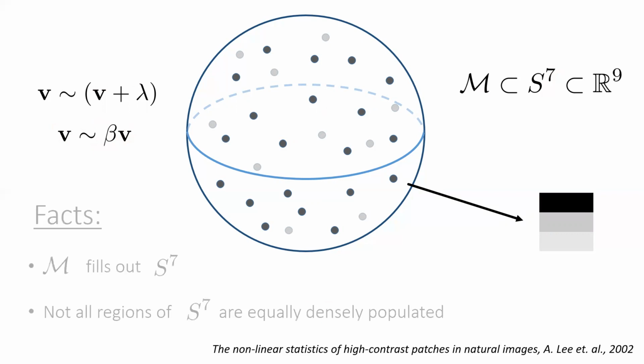And there are 2 facts that are important here. It turns out that the data set that is generated in this fashion, the patches, fills out the 7-sphere completely. But not all the regions in the 7-sphere are equally densely populated. So one question is then, what is the shape? What are the properties of the regions in the sphere that are more densely populated?